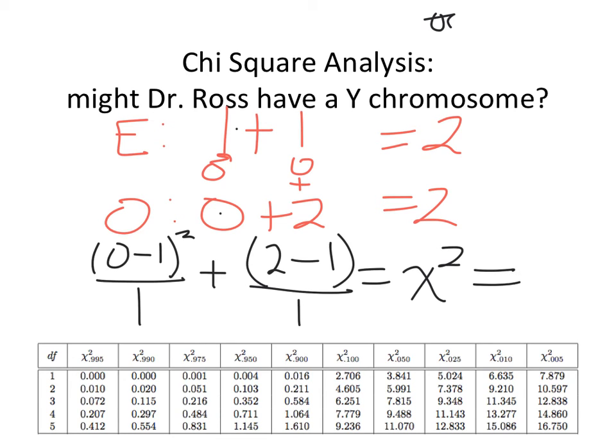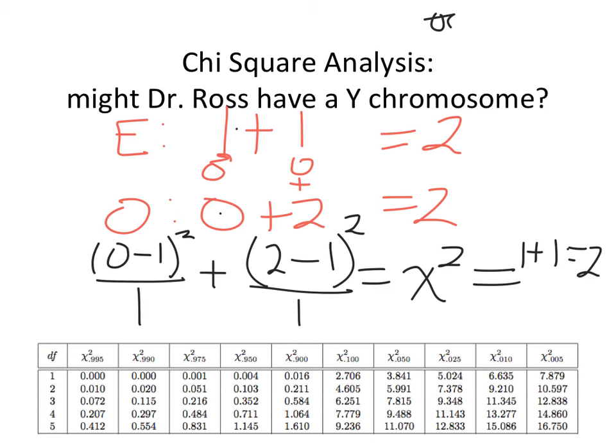And in this case, 0 minus 1 squared over 1 is 1. 2 minus 1, forgot the squared, thank you, is also 1. So this is 1 plus 1, which equals 2. So the chi-square value is 2.